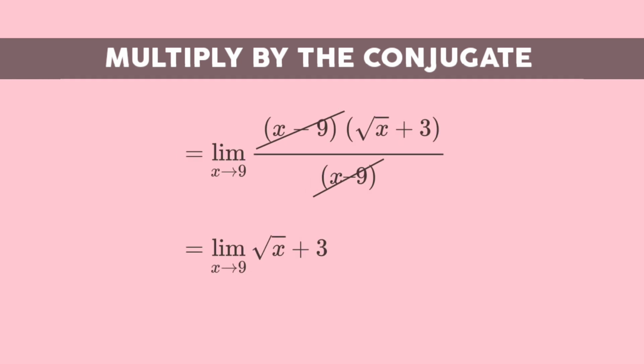After that, you must cancel out the same denominator and numerator, which in this question is x minus 9 will cancel out with its denominator x minus 9. Then you will be left with the simpler form of the limit. The last step is just to substitute the x and you will get the answer, which is 6.